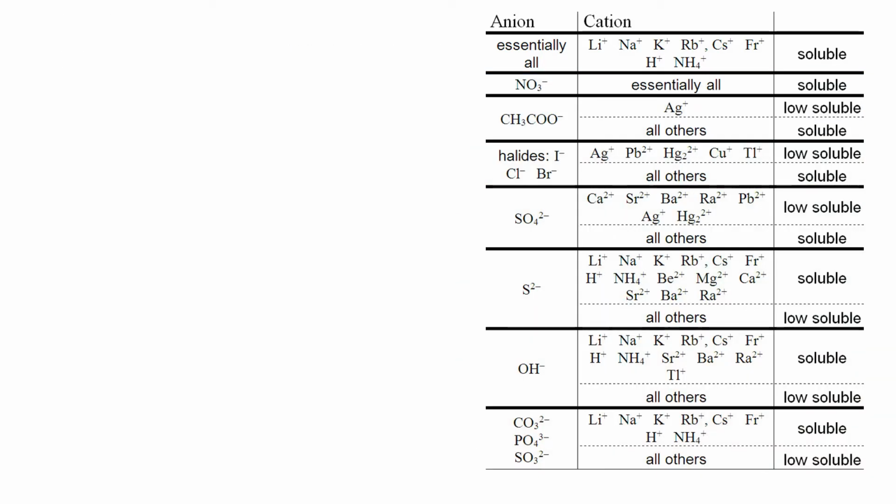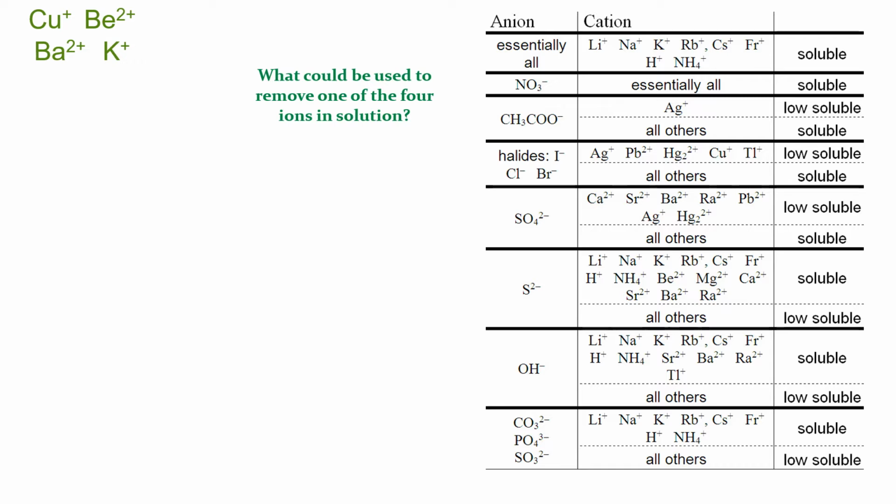So how would I do this question? Well, I first would write down the 4 cations that I have, and then I'd have to determine what can I add that would only make 1 solid. Now, we just discussed that nitrate doesn't form a solid with anybody, so I'm just going to cross nitrate out lightly with my pencil. And then when I got to acetate, we said the copper 1, beryllium, barium, and potassium are all soluble with acetate, so acetate also will not form any solid, so I will cross that out.